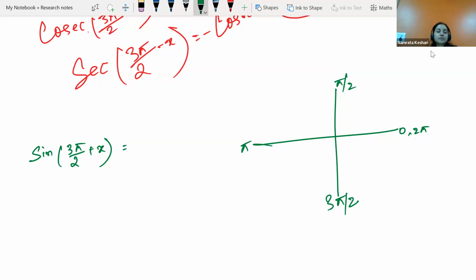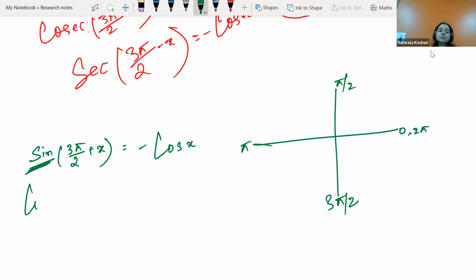Quadrant? Fourth quadrant. Perfect. And whether the function will change or not. It will change. So sine will change to cos. Now the question is positive or negative? Negative. Perfect. Okay, because we are focusing on this.